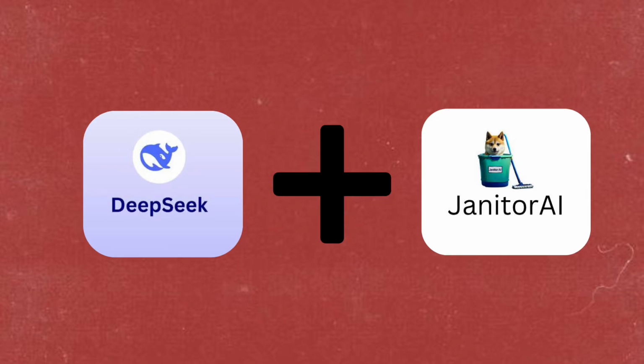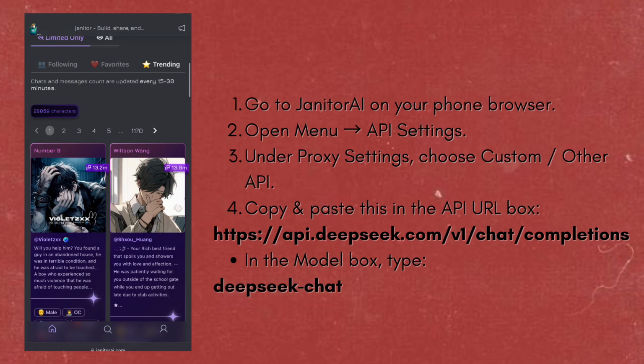In this video, I'm going to show you how you can set up DeepSeek for Janitor AI on your phone. So the first thing that you have to do is go to Janitor AI on your phone browser, and from there, just open the menu, then tap on the API settings.